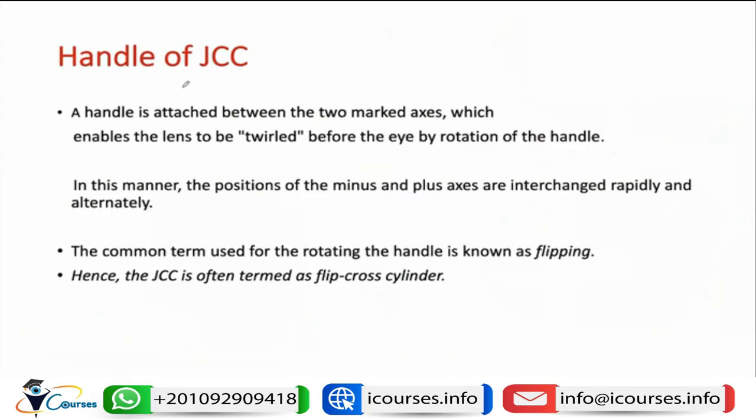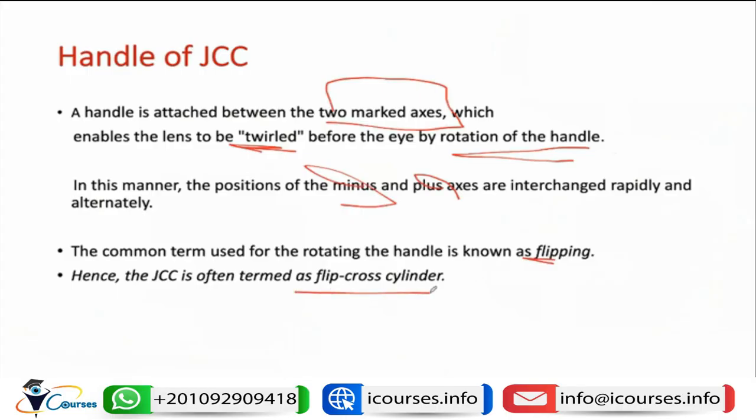Then we have the handle. The handle is between the two marked axes, which will enable us to twirl or to toggle or to switch between the plus and the minus cylinder in front of the patient eye by just a rotation of the handle. And in this position, the minus and the plus axis are interchanged rapidly. This is called the flipping technique, and that's why it is called the flip cross cylinder.